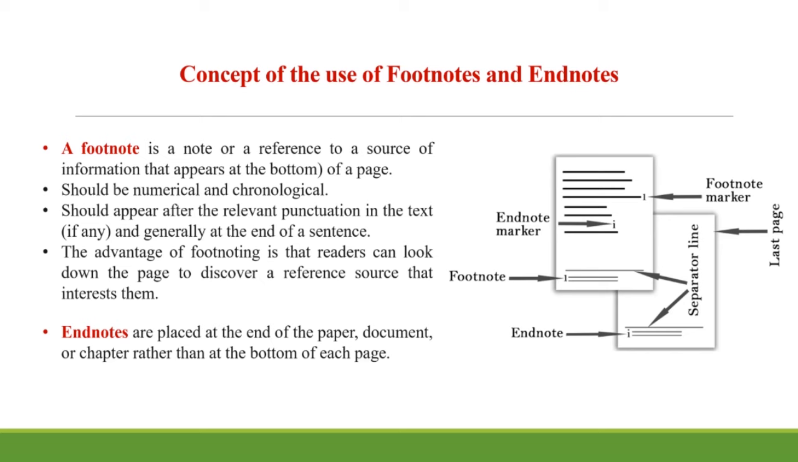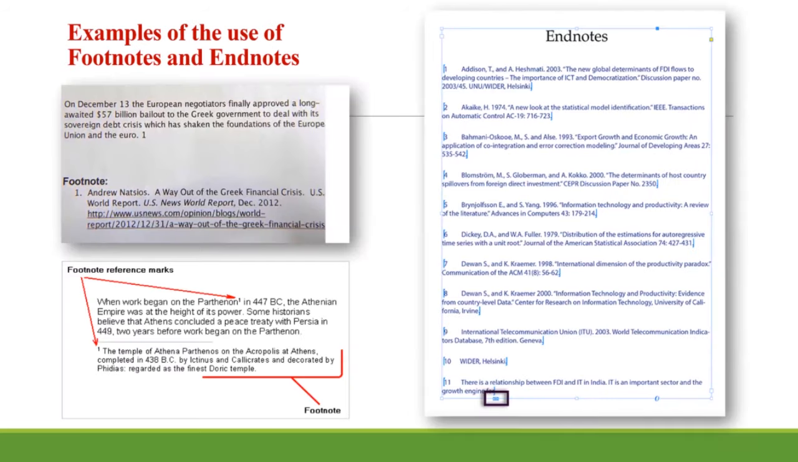If they're reading on a device, they don't need to scroll down completely and get to the end to check the reference, or to authenticate, to go through the reference in detail. Each footnote is present at the end of the page, which makes it easier for the reader to instantly go through that source. Endnotes are different, as they are placed at the end of the paper, document, or chapter rather than at the bottom of each page. Examples of the use of footnotes and endnotes.